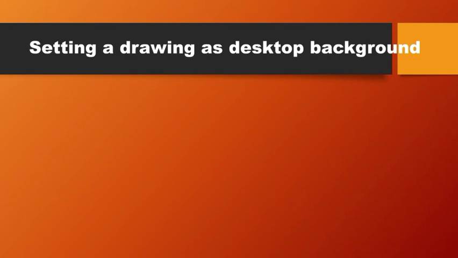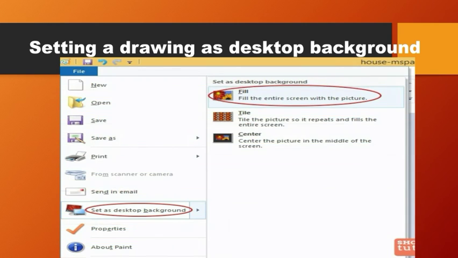Setting a drawing as desktop background. We can set our drawing as our desktop background. To set our drawing as the desktop background, follow these steps. Click the File tab. Select Set as Desktop Background from the menu options. Select any of the three options shown in the sub-menu: Fill, Tile and Center.